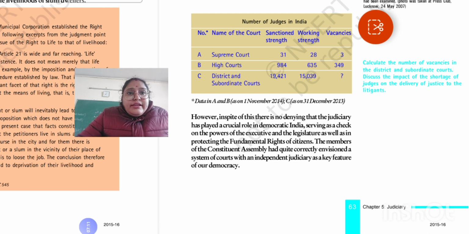Okay, so overall, when we come to the conclusion of the chapter, there is no denying that the judiciary has played a crucial role in democratic India, serving as a check on the power of the executive and legislature, as well as in the protection of the fundamental rights of citizens. The members of the Constituent Assembly had quite correctly envisioned a system of courts with an independent judiciary as a key feature of our democracy.